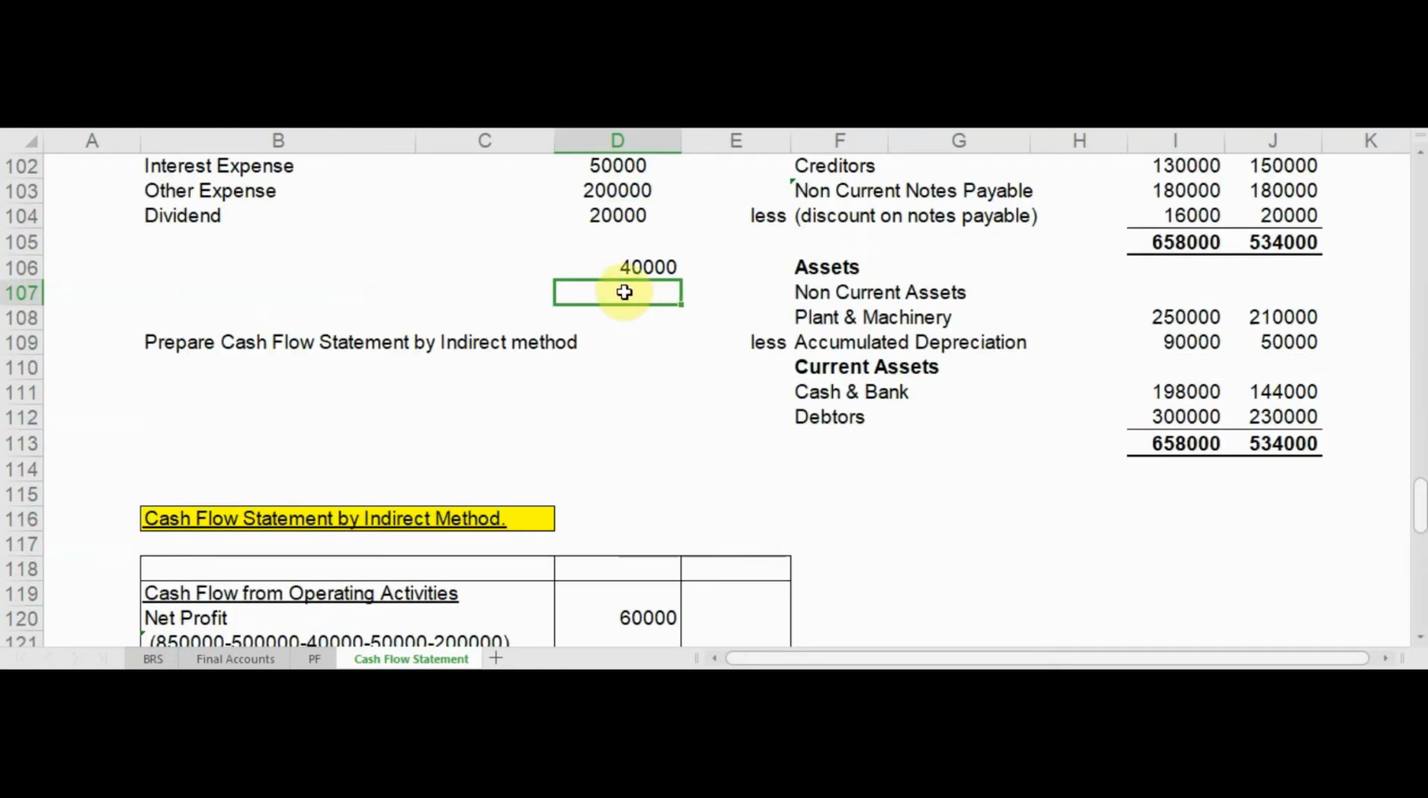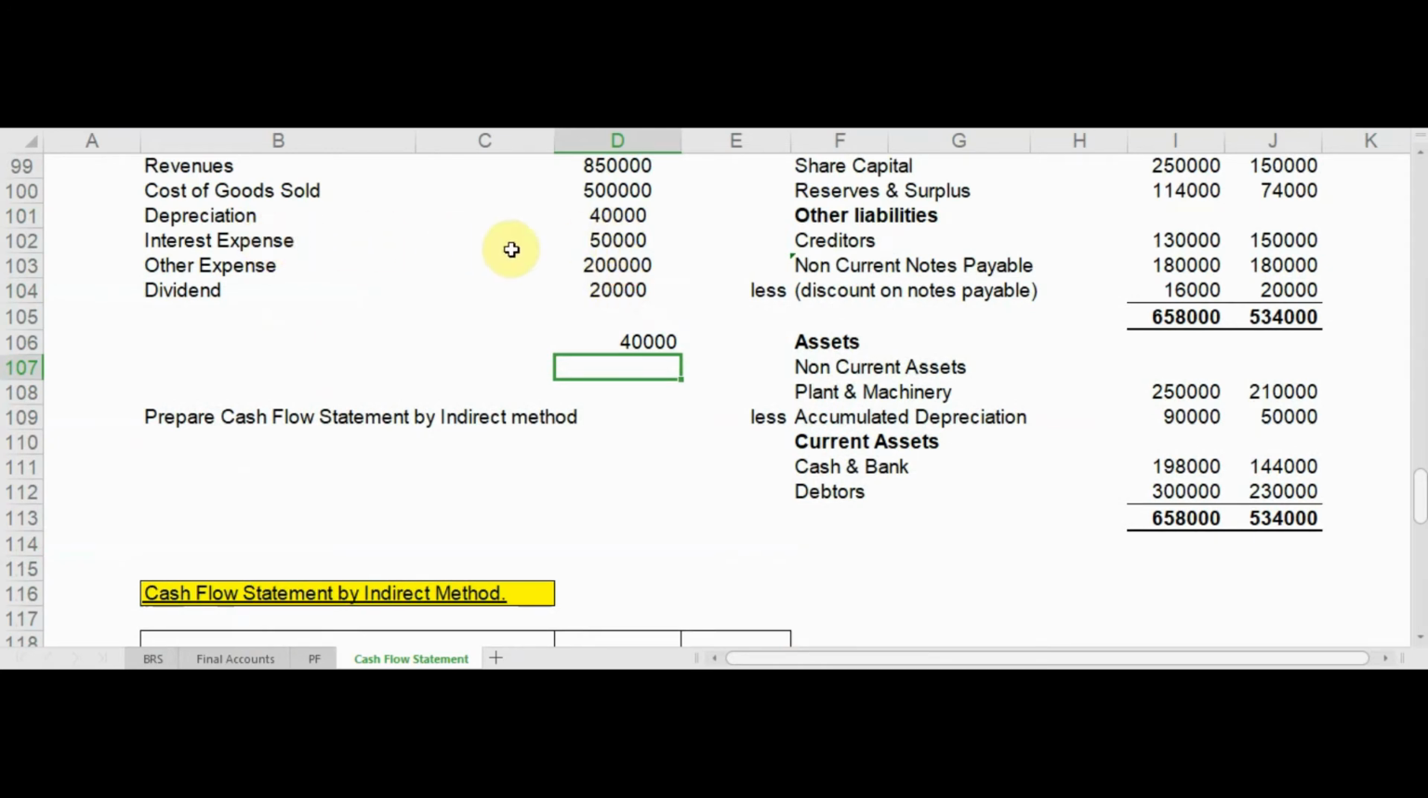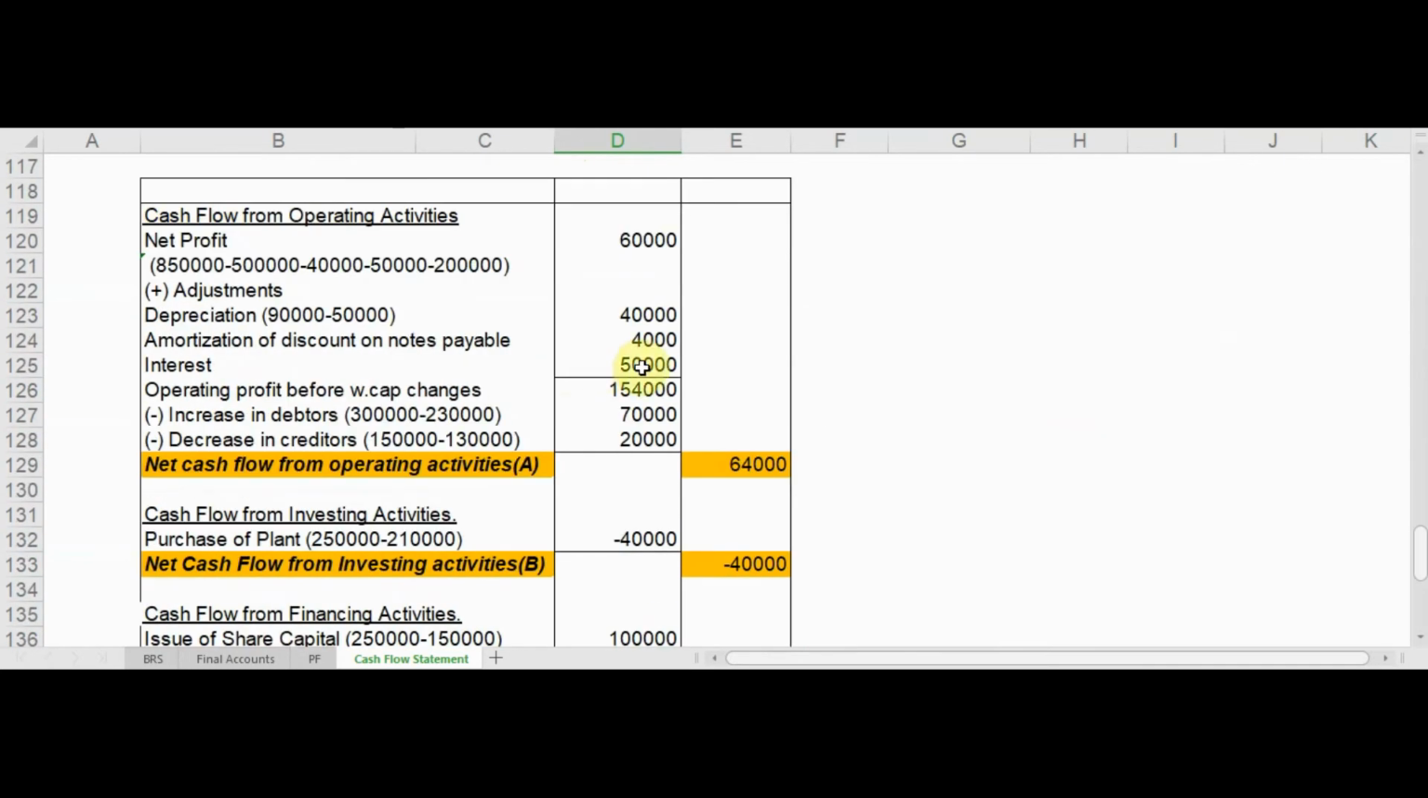Now 50,000 interest has been charged. So we will also deduct this 50,000 interest. Now this 1,54,000 is the operating profit before working capital changes. Now we will incorporate the working capital changes with this operating profit and we will get the net cash flow from operating activities. How?